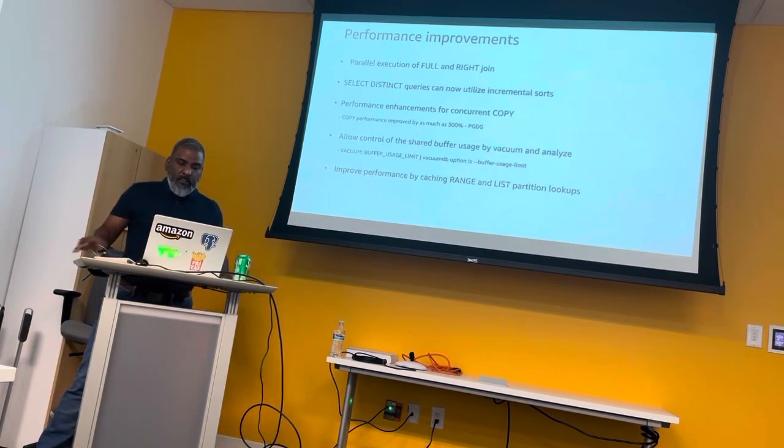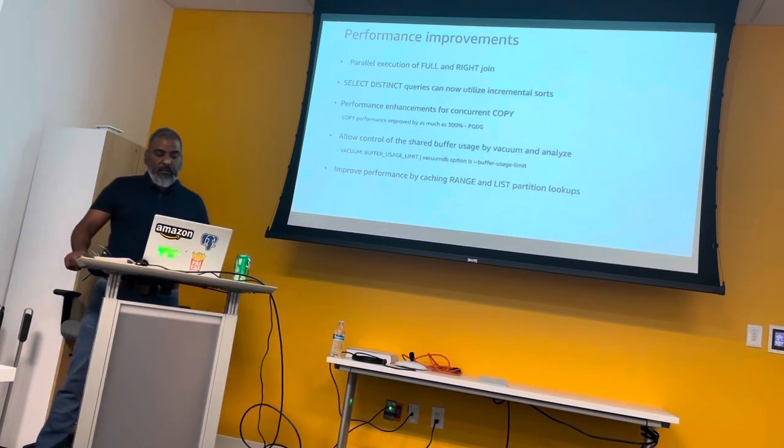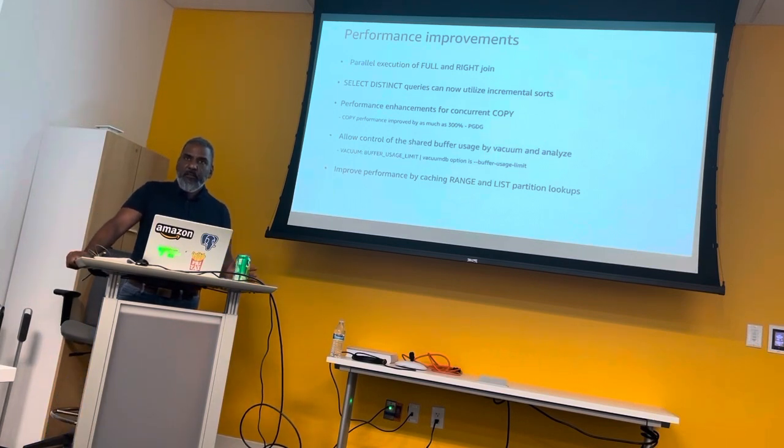The option is vacuum_buffer_usage_limit. If you use the vacuumdb command, then the option is buffer-usage-limit. There is also improved performance through caching for range and list partition lookups. As you know, PostgreSQL supports three kinds of partitions: range, list, and hash partition, I believe. So if you use these two partitions, you should see some performance improvements in 16. Any questions or any add-ons? If you want to add anything on these features, that would be great.